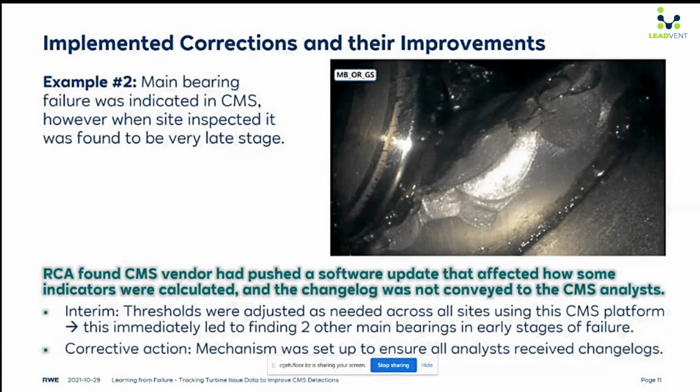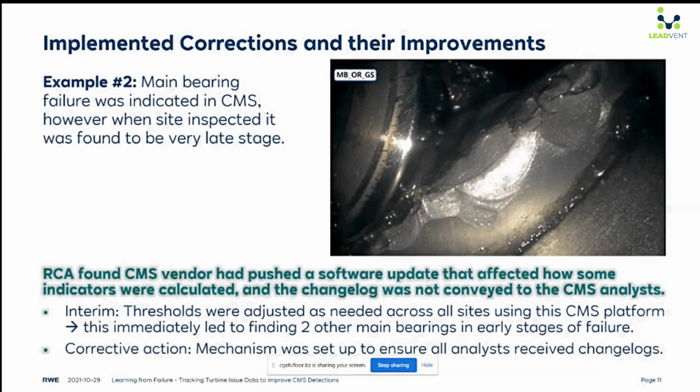Second example, this is a main bearing that was detected in CMS, but it was detected at a very, very late stage. When site went up to inspect where it was at, there were fist-sized chunks of metal missing from the shoulder. So it was clearly at a point of nearly catastrophic failure.